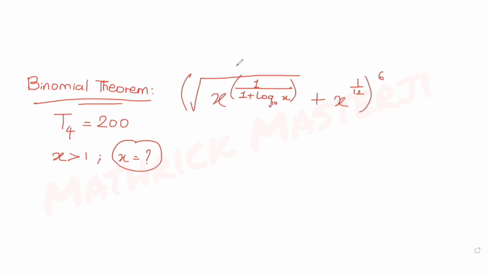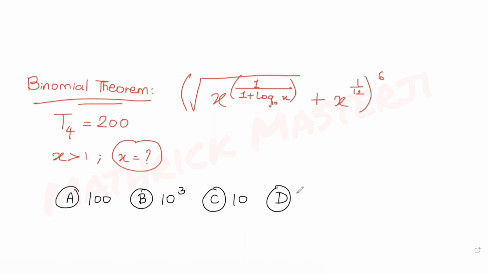The answer choices given to us are: A 100, B 10 cube, that is 1000, C 10, and D 10 raised to 4, so basically that is 10,000. So I have to figure out what is the value of x that is given to us here.